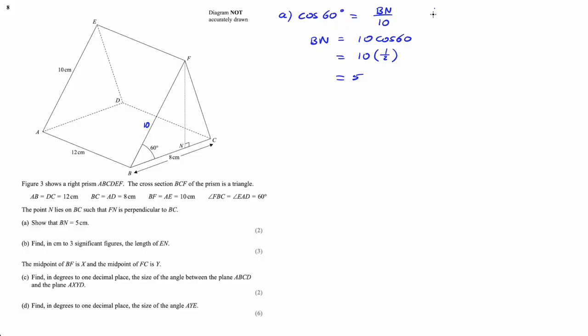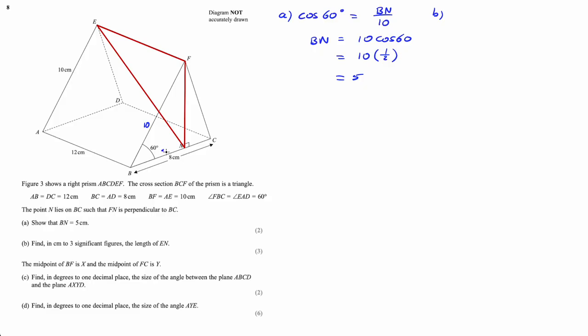Okay, part B. Find in centimeters to 3 significant figures the length of EN. Okay, so, right, this is going to be more difficult for sure. E times N. So that's this here. Now, there's EN. Let's consider this triangle here, EFN. So it's all about, guys, considering different triangles. Okay, so we know that this is 10. We now know that this is 5. Okay, let's put in these numbers as we find them.